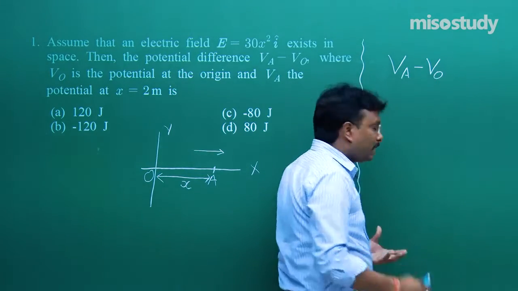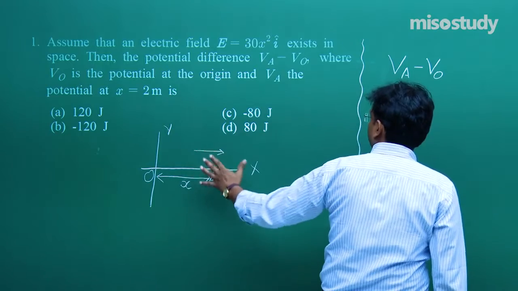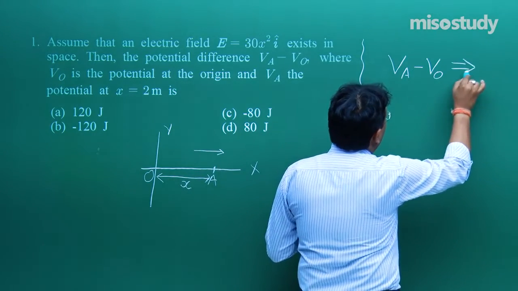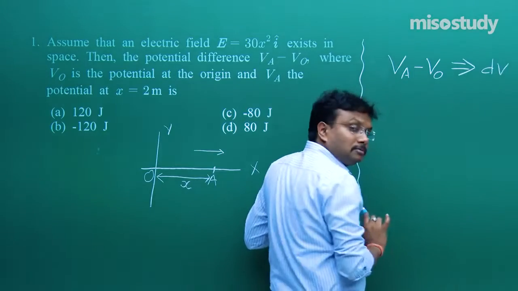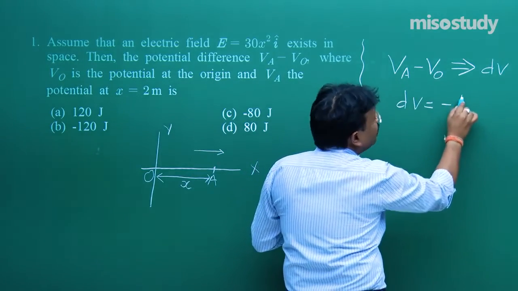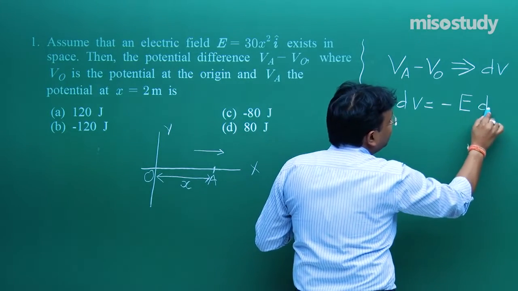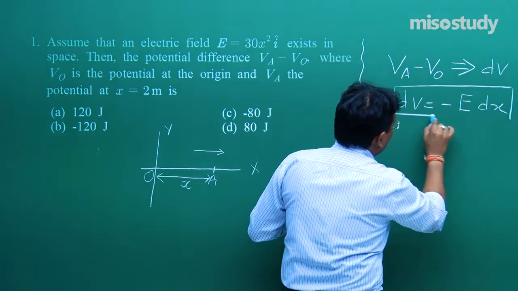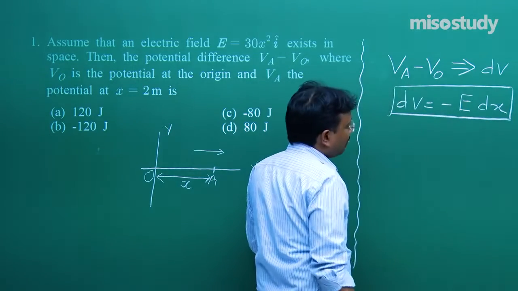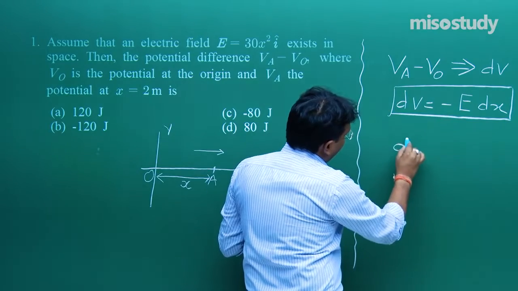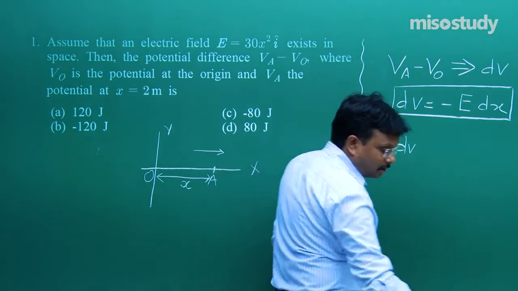Fine, that is what we want to find out. And here is exactly what I explained: dV. So I can write down dV is equal to minus E dx. So this is our base formula.